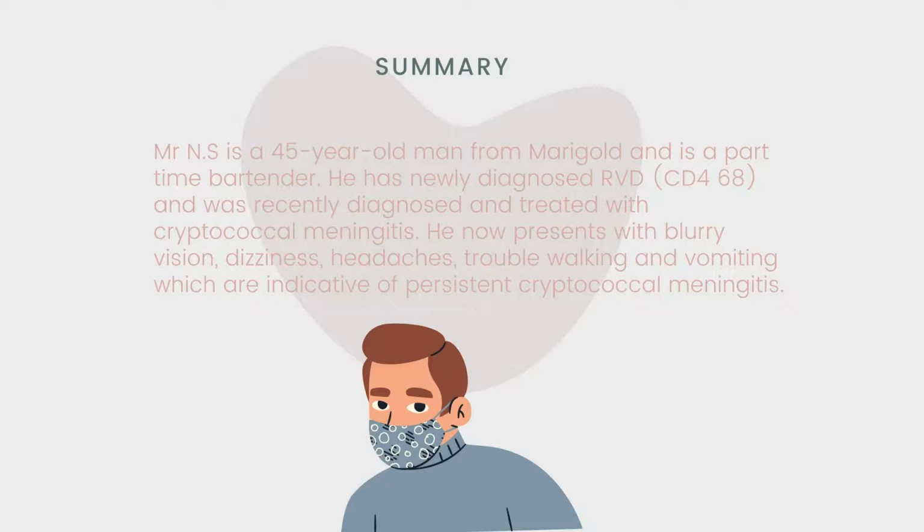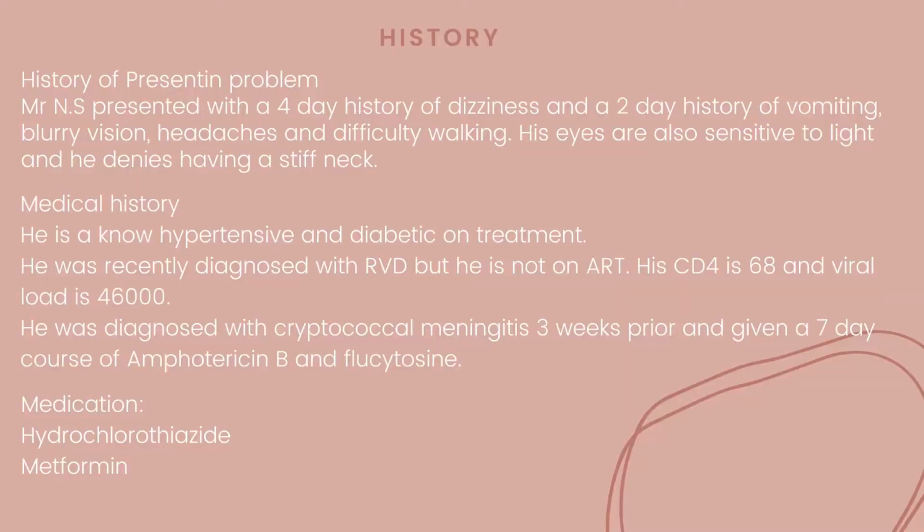So in history of the presenting problem, Mr. Ennis presented with a 4-day history of dizziness and a 2-day history of vomiting, blurry vision, headaches, and difficulty walking. His eyes are also sensitive to light, and he denies having a stiff neck.